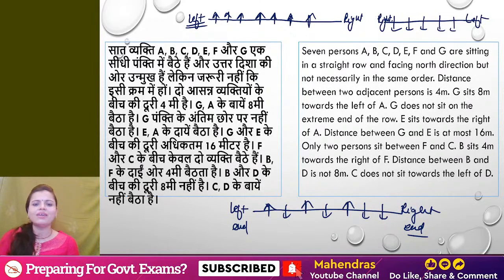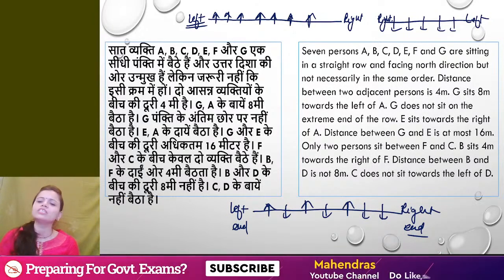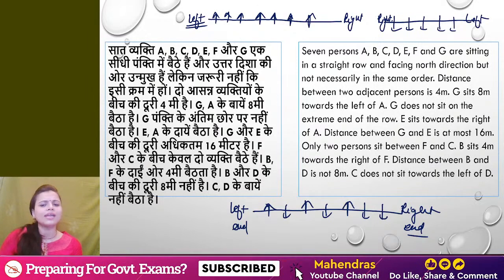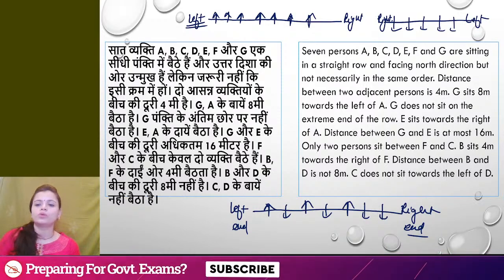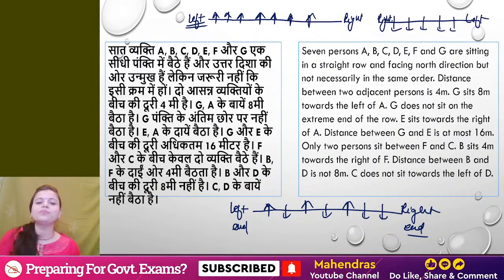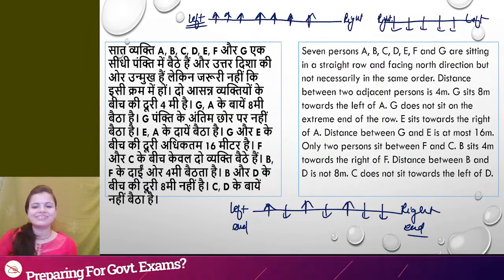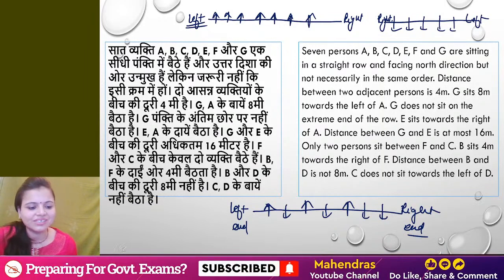Just try. See, 7 persons are given. They're sitting in a straight row and facing north direction, but not necessarily in the same order. The distance between two adjacent persons is 4. So just try. Again, a simple question.